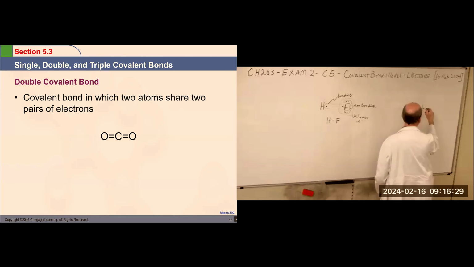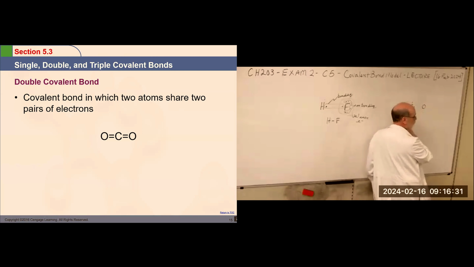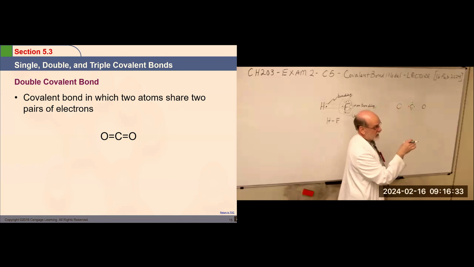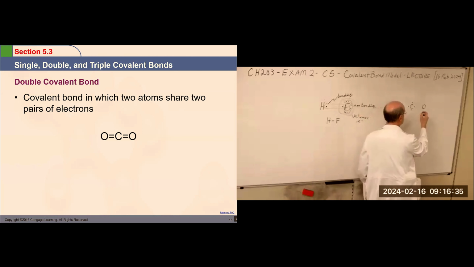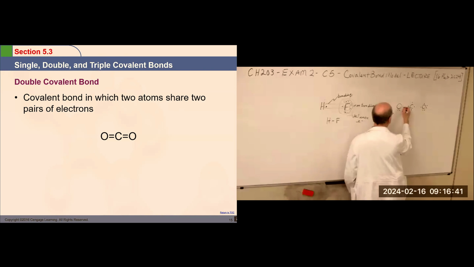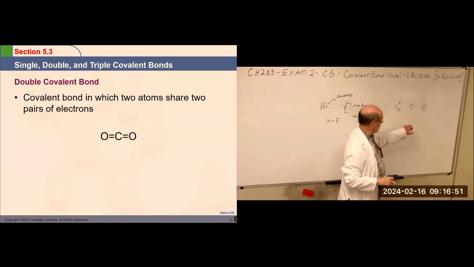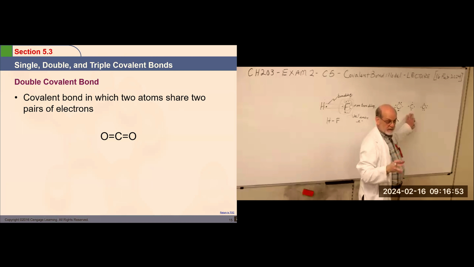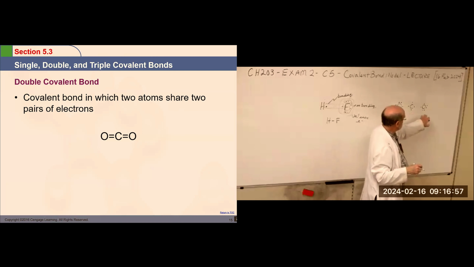And oxygen is one of the chalcogens. Well, it's the top of the chalcogens, has 6 electrons. So it has 1, 2, 3, 4, 5, 6. So how many electrons does carbon need to complete its octet? It needs 4, right? How many does oxygen need?